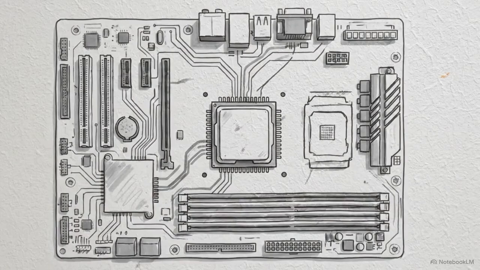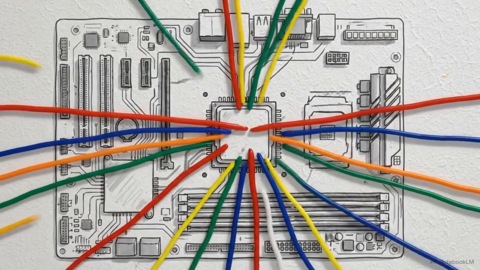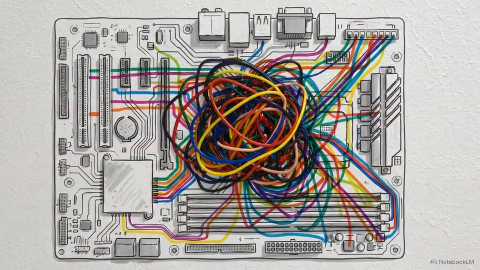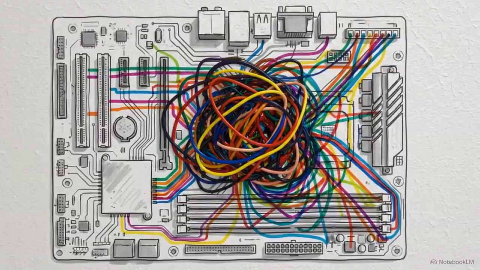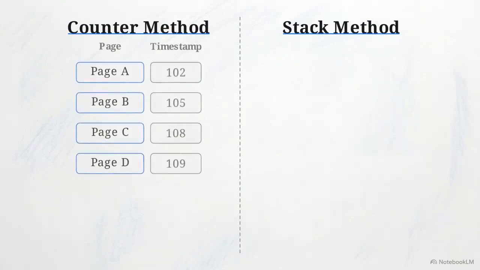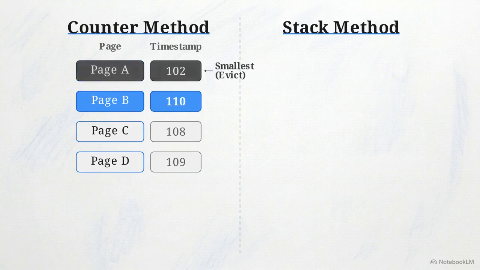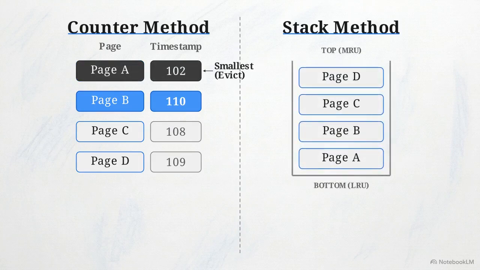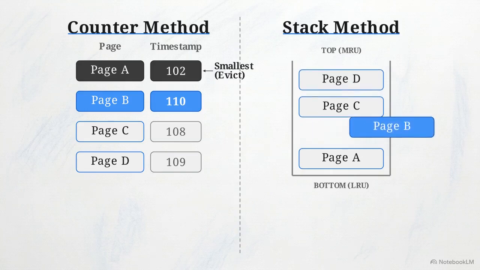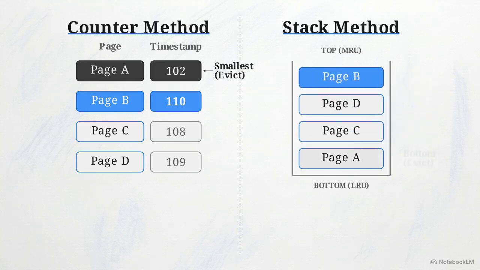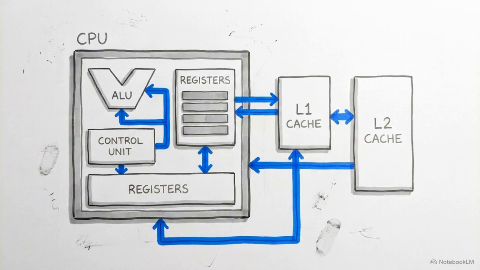While this model works on paper, physical hardware must track this history without the performance penalty of a continuous manual scan. The counter method attaches an increasing timestamp to every accessed page, evicting the one with the smallest value. Alternatively, the stack method keeps references in a physical stack. The most recently used page is pulled to the top, pushing the least recently used to the bottom for eviction. These implementations allow the OS to maintain the logic of LRU while minimizing the overhead of tracking page history.